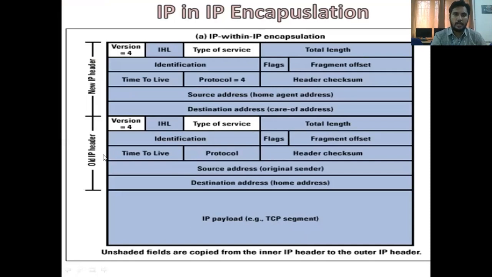So these are the IP in IP. This is the first IP, the old IP header. This is the new IP header. This is a 32-bit representation of the old IP header and the new IP header.